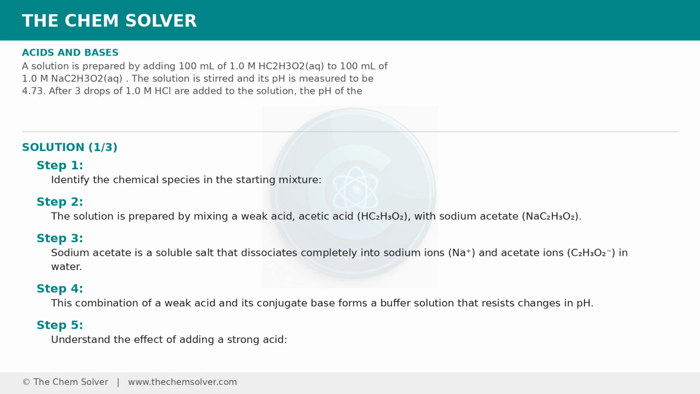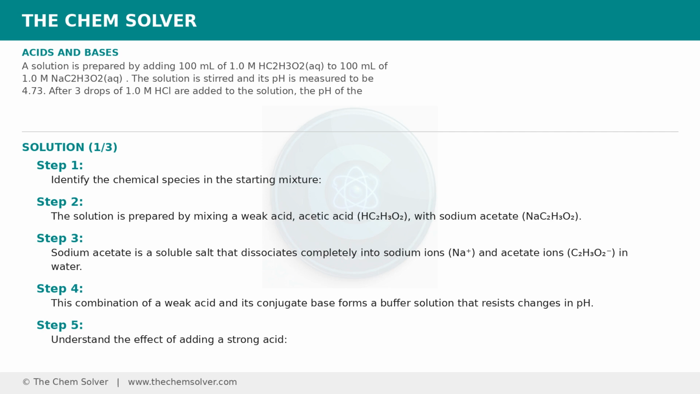Identify the chemical species in the starting mixture. The solution is prepared by mixing a weak acid, acetic acid, HC2H3O2, with sodium acetate, NaC2H3O2. Sodium acetate is a soluble salt that dissociates completely into sodium ions, Na+, and acetate ions, C2H3O2-, in water. This combination of a weak acid and its conjugate base forms a buffer solution that resists changes in pH.